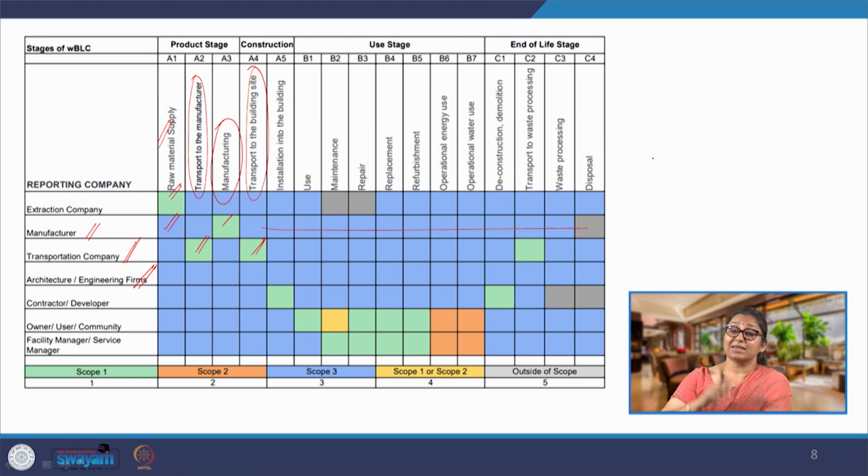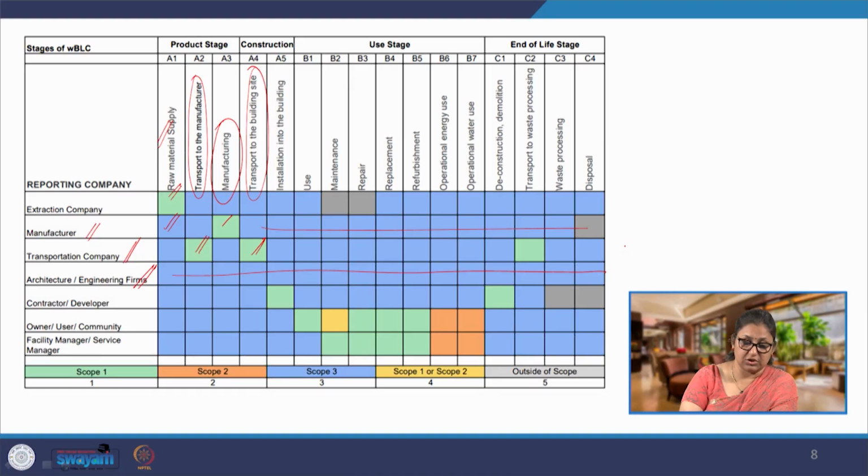However, the design has a significant impact. The selection of materials and the selection of construction technology have a significant impact on the emissions at all these stages. So, while it is all scope 3 and nothing direct, depending upon the design that has been made and the materials that have been specified, the scope 3 emissions would change. All of these emissions would change depending upon the decisions taken by the architectural or engineering firms.